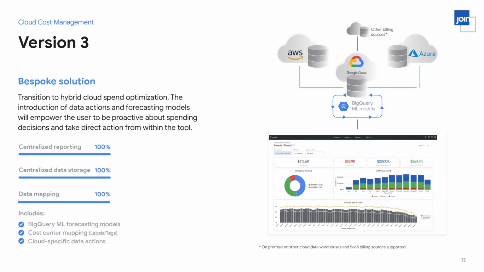So in this case, again, all of that data will be living in BigQuery, but now we will go through the rest of that data harmonization process. We will start to apply things like BigQuery ML to do forecasting at the cost center level. And as I mentioned, that will also allow us to do things like budget tracking, showback, chargeback, support, etc.